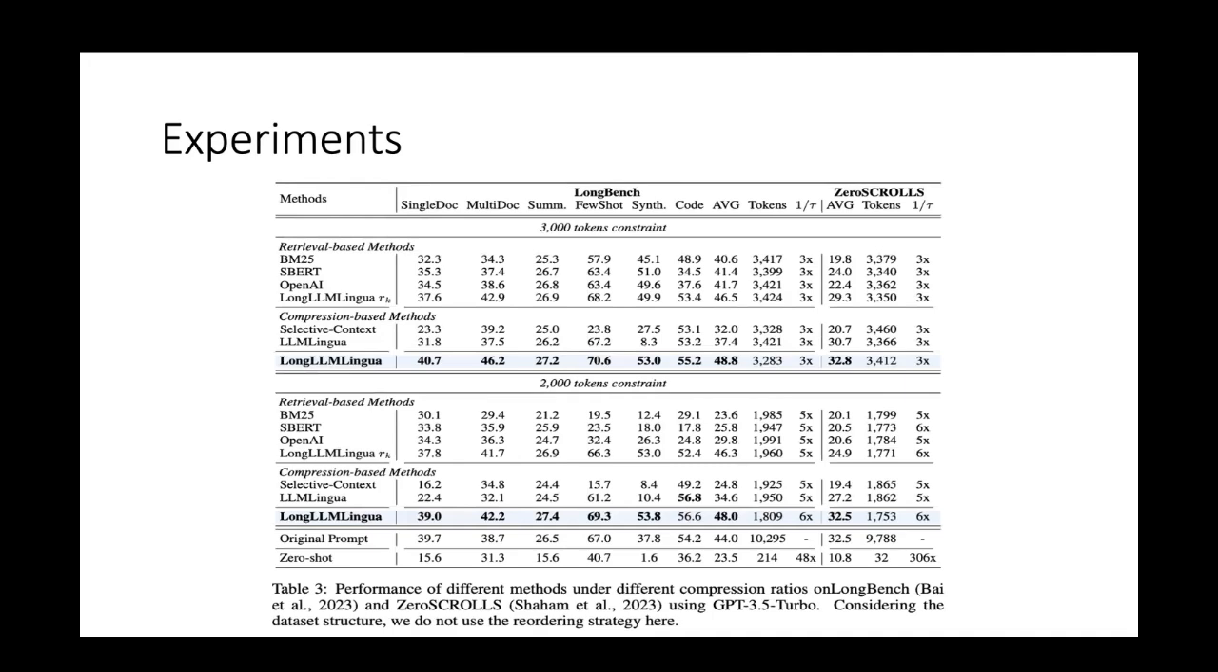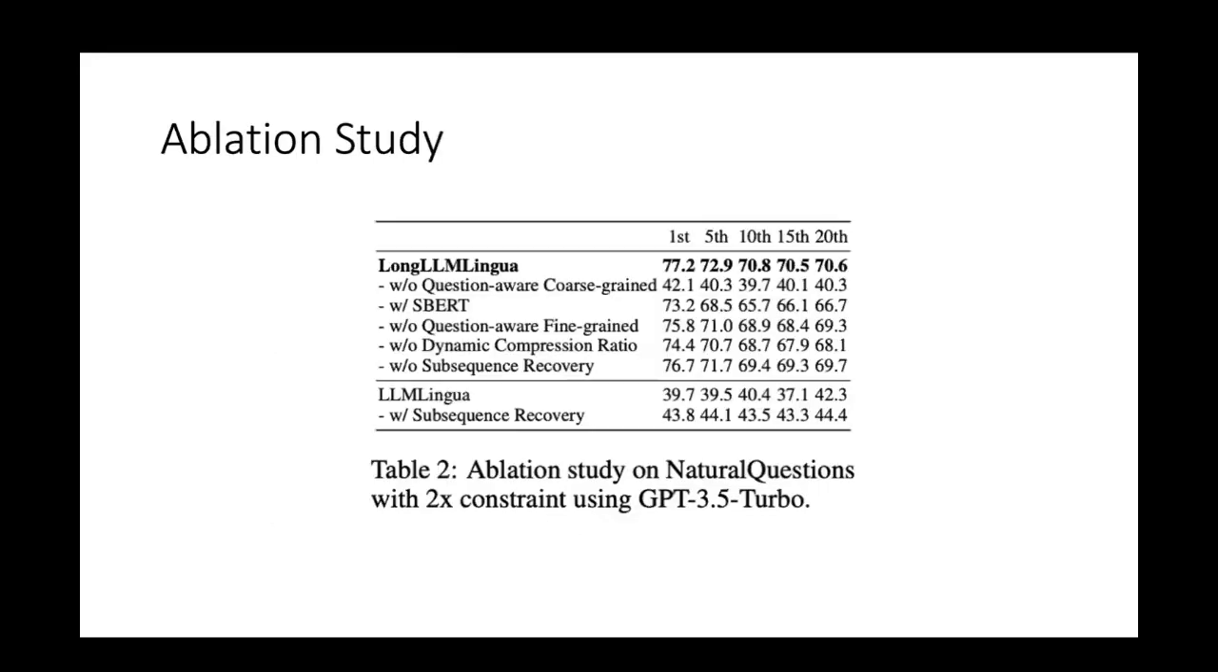Next is the number of tokens constraint. Here they showed that the result was almost the same, whether with a 3000 token constraint or a 2000 token constraint, and it was able to perform better than all the baseline models. And for the ablation study, they said that even with the use of SentenceBERT, which shows slightly improved figures, using the ranking system performs a little better. But on the other hand, LongLLMLingua surpasses every one of these baselines, and that's how it is.